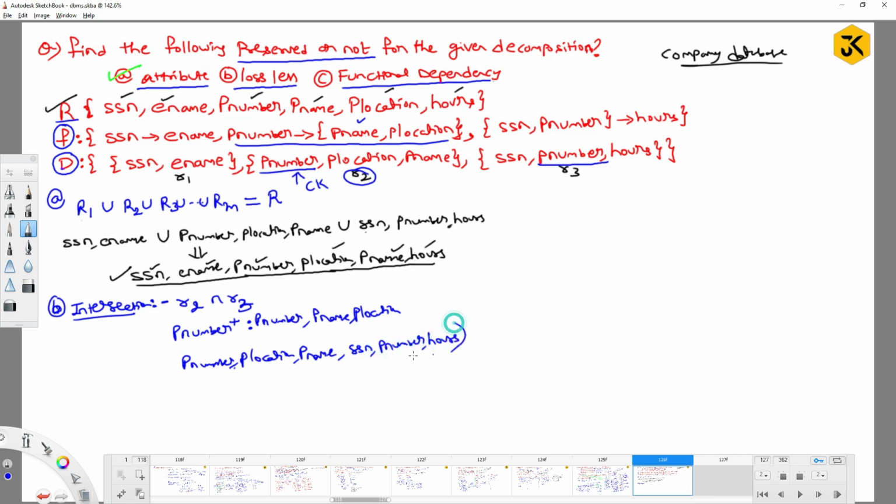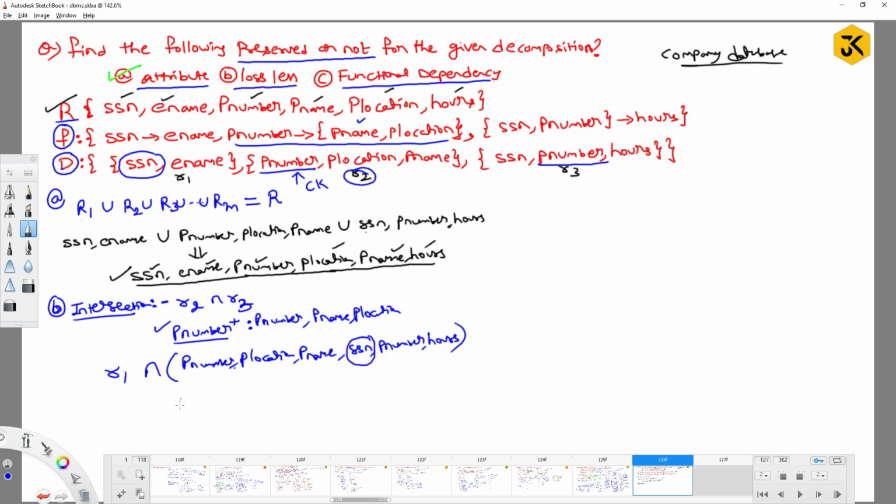So this is the combination for R2 and R3. Why have I combined them? As P number is a candidate key, I have combined them. Now you have to check it with R1, right? In R1, SSN is there. SSN is common in R1 as well as in the resultant relation of R2 and R3.